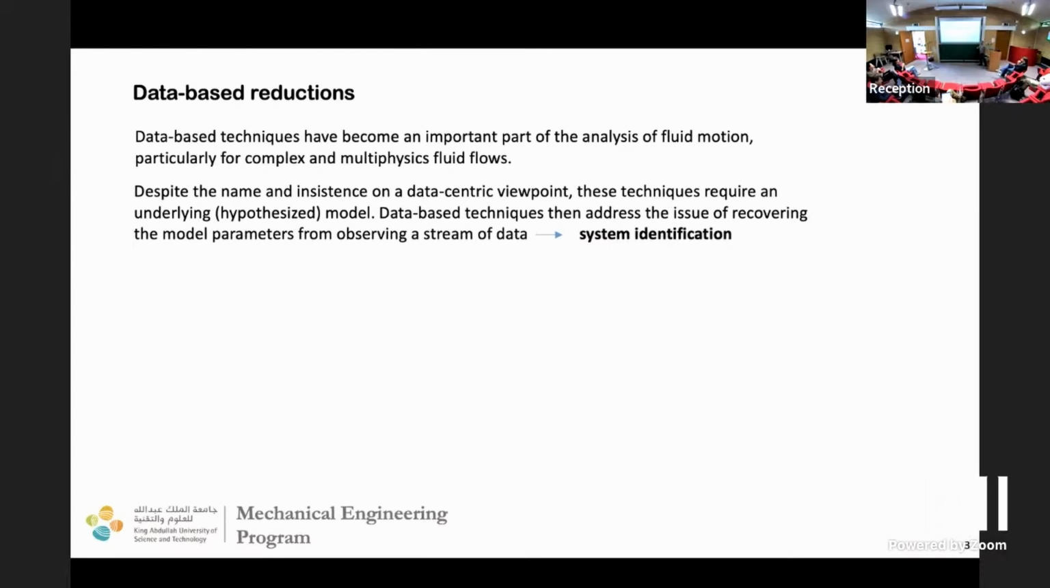But database techniques are always somehow contrasted to model-based techniques, as if it's almost like saying that database techniques don't have a model in it, but there actually is an underlying model in it that we have to somehow assume or at least hypothesize. And the database techniques address then the issue of recovering the model parameters of the model that actually underlie the data as we observe the data stream. And that one goes back all the way to system identification where things have been done like this. So this is somehow the quintessential starting point of database techniques, system identification.